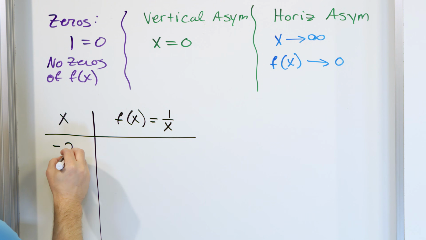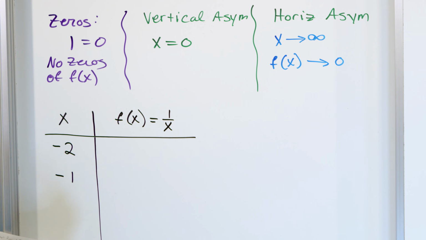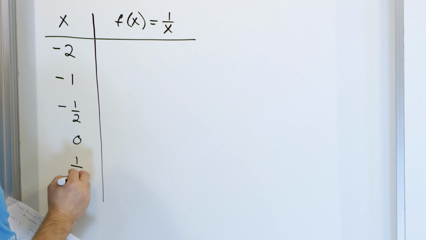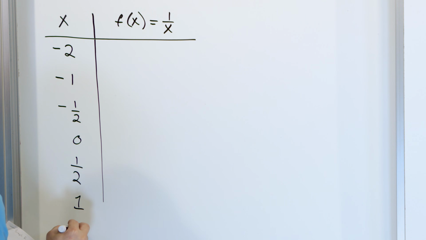So let me pick x is -2, x is -1. Just to make it fun, let's make x is equal to -1/2. Then we get to 0. Then we get to +1/2. Then we get to +1. Then we get to +2.